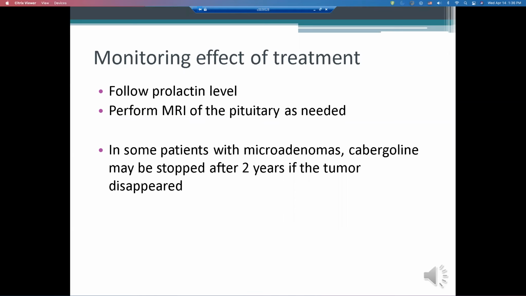Okay, so monitoring the effect of treatment, we follow the prolactin level, and one of the goals is to ensure that your prolactin level has normalized, and then we perform an MRI to see if the tumor is shrinking in size or not. Some patients with microadenomas, if you treat them with cabergoline and the tumor disappears completely, you can stop treatment after 2 years.